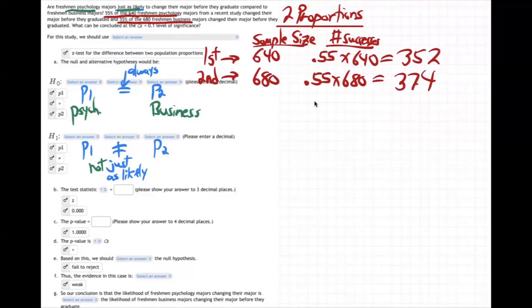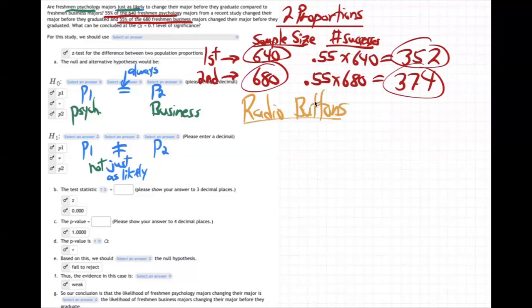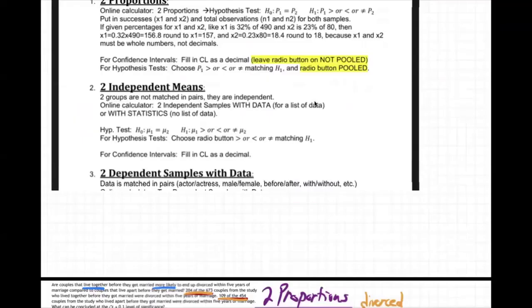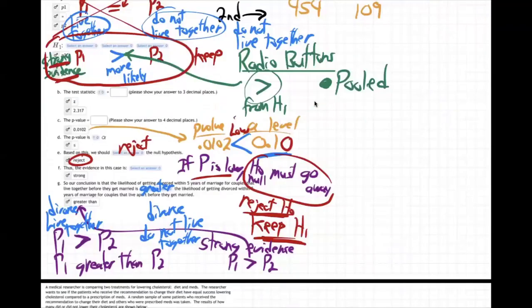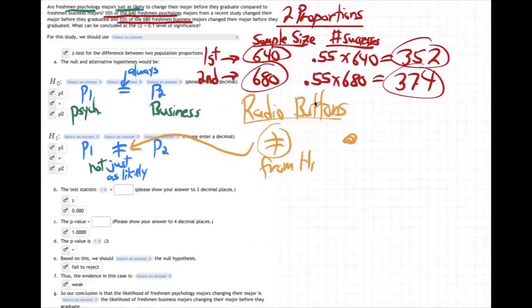All right, so there's the number of successes, meaning changed their major, out of those sample sizes. So you put those into the calculator, and make sure you also choose the radio buttons. What are the radio buttons we're going to choose? Well, we're going to choose the not equal, because that comes from H1. We have an H1. That's in the notes right here. It says, for hypothesis test, choose greater or less matching H1, and then choose the radio button pooled. I'm going to choose the radio button next to pooled, like that.